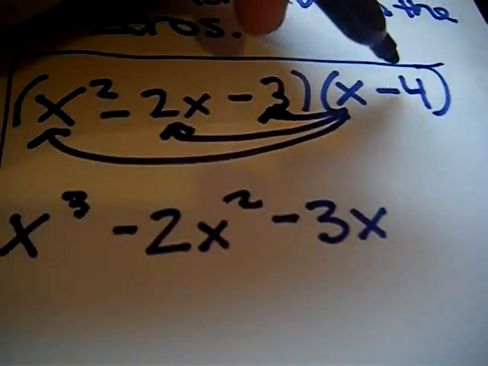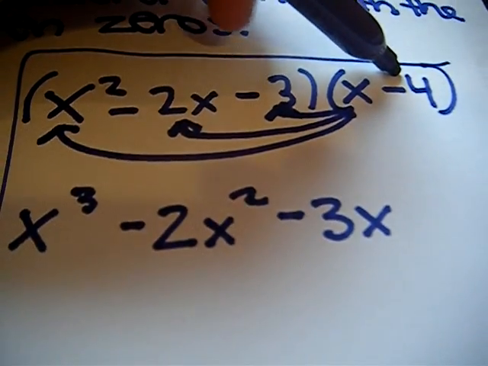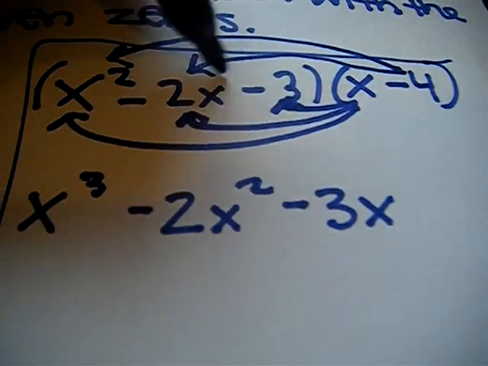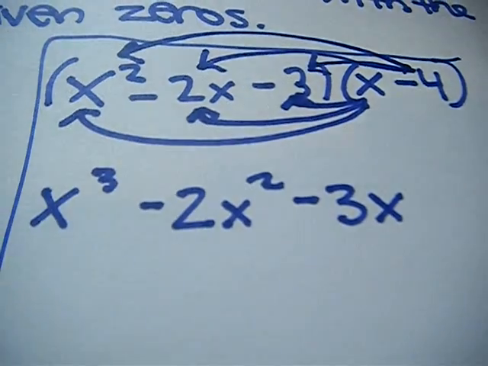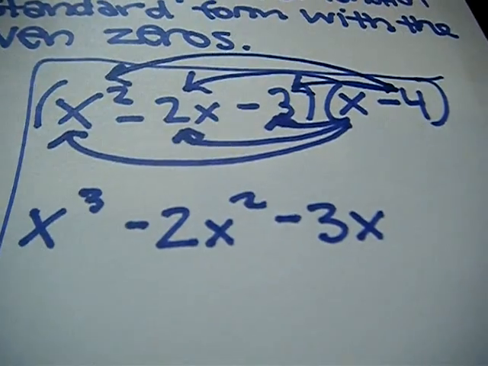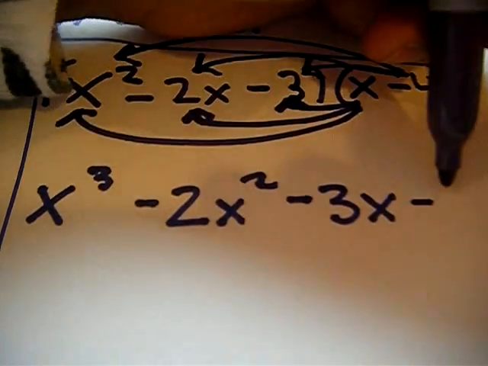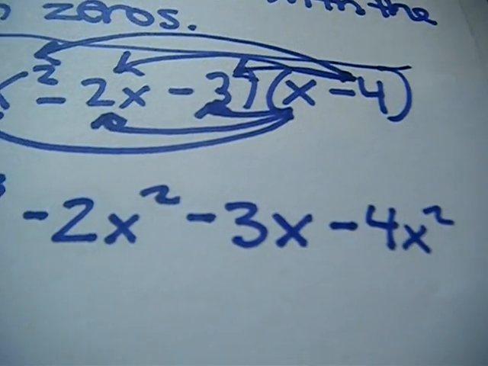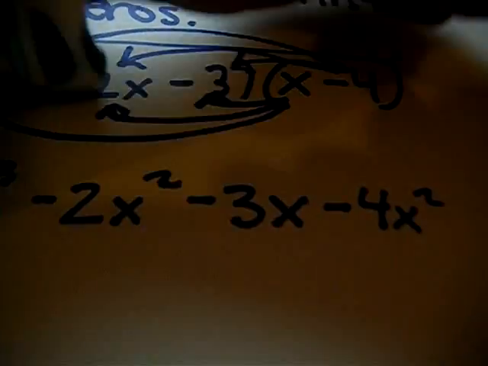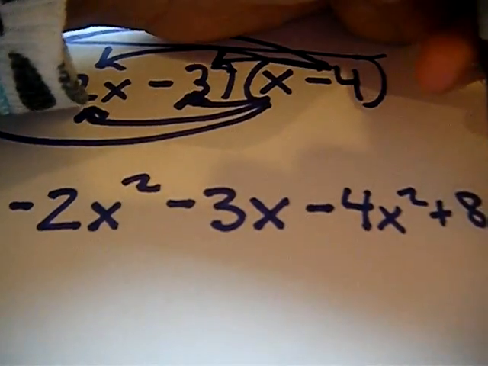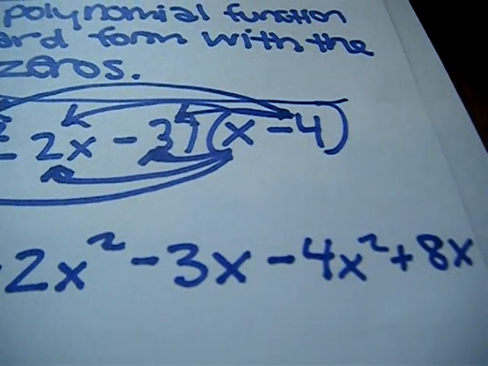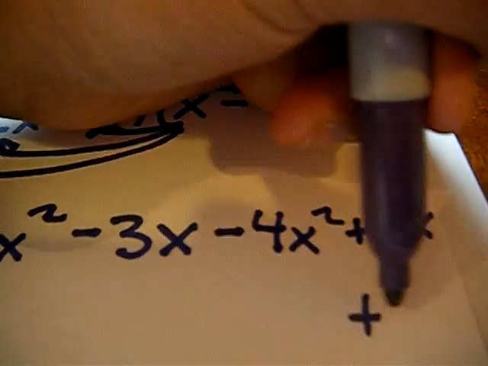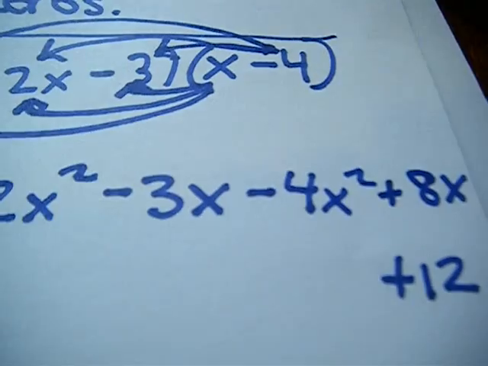Now we also have to distribute the -4 to each term. So you multiply -4 to each. -4 times x squared equals -4x squared. -4 times -2x is positive 8x. And -4 times -3 is positive 12.